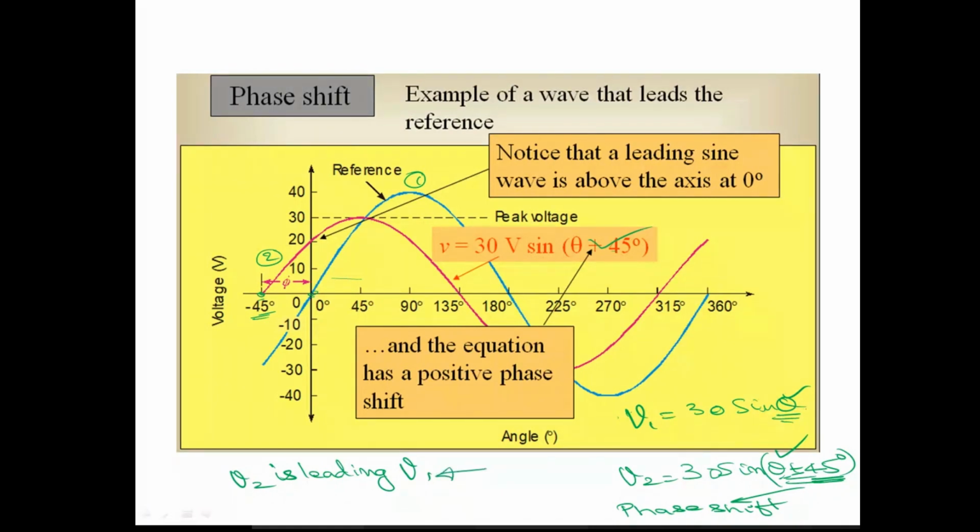This holds good only when both the expressions contain the same angular variable, either in omega t or in theta, whatever it is. అలా కాకుండా suppose V1 is in theta and V2 is in some other expression like 30 sin(theta 2 plus 45 degrees), then we cannot compare these two, because ఇది theta లో ఉంది, అది theta 2 లో ఉంది, both are different. Then we cannot compare them. We can compare only when they have the same angular variable.